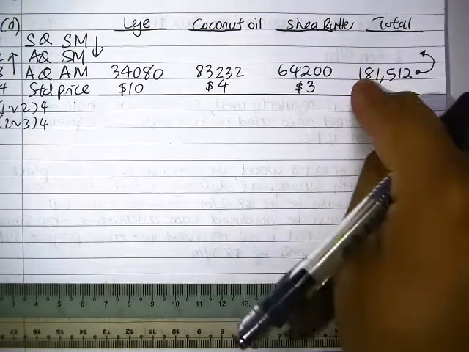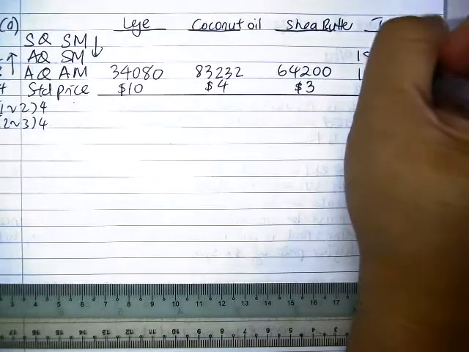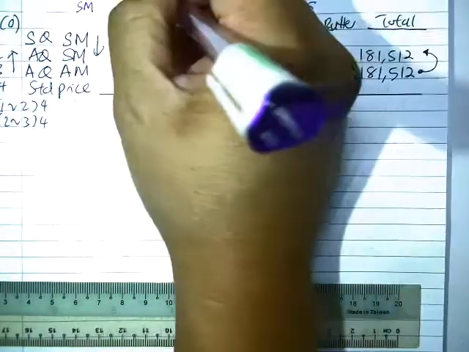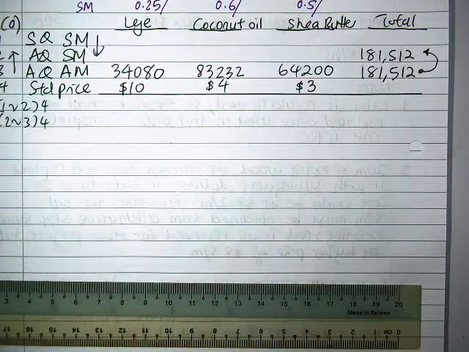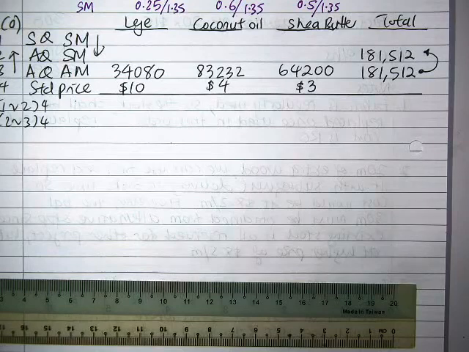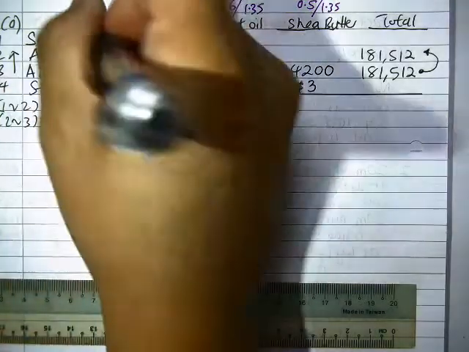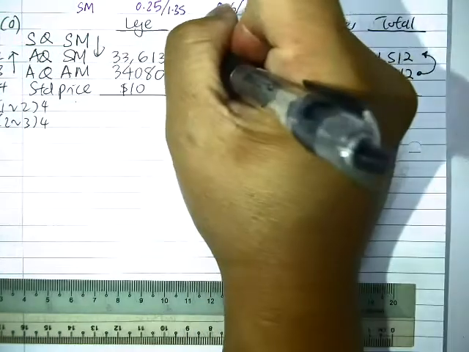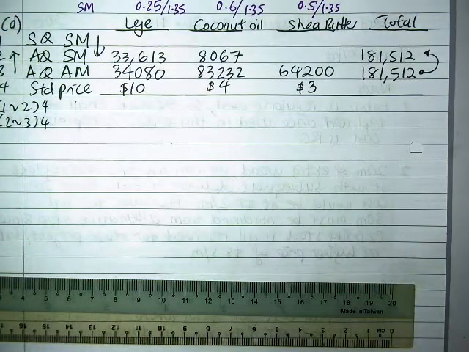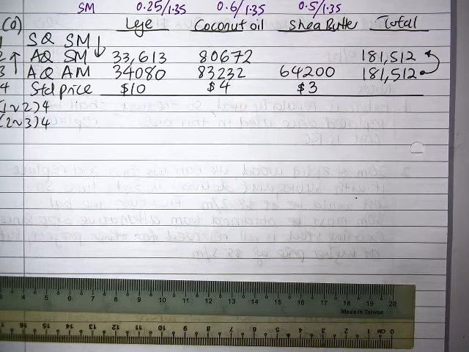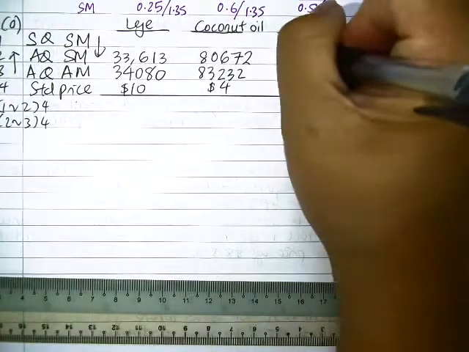Then this goes up, actual quantity goes up. Then you take this and spread it over the standard mix. Now the standard mix is 0.25, 0.6, 0.5. That means it's out of 1.35. So this is your standard mix. So you take this proportion over 1.35 times 181,512. Now you'll get 33,613, then 80,672. Then the last figure must be a rounding figure, so we minus out: 67,227.